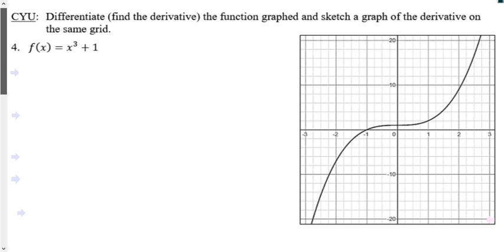So what I'd like you to do is find the derivative. The function that's graphed is this f of x function. So find the derivative and then sketch a graph of the derivative on the same grid. And then we're going to look at the comparison between the two of them. So pause the video at this point, work through this check your understanding question, and restart once you've finished finding the equation for the derivative and also sketching the graph of that derivative.